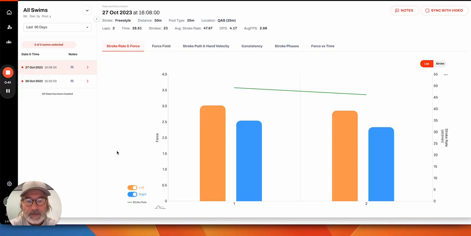What I've got here is a young elite swimmer. And what we're looking at, as you can see, are 2 laps of a 25-metre pool, so we're talking about a 50-metre swim. And just to start with, we've got a little bit more force being pushed through the left hand, the orange, than through the right hand.